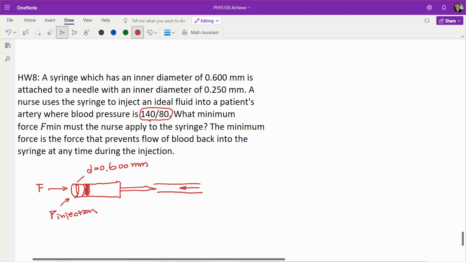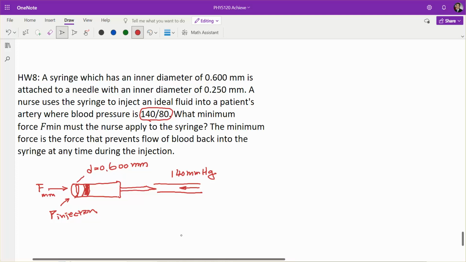One of them is the 140, which is the blood pumped out, right? So you are going to use the 140 to represent the highest pressure that the needle has to work against in order to inject the fluid inside of the syringe. So you have this pressure here, which is 140 millimeters of mercury, and we want to find out the minimum amount of force you need to apply in order to inject this fluid into the blood vessel.